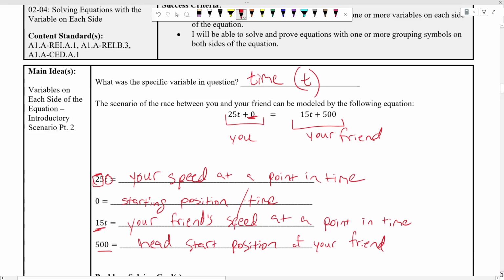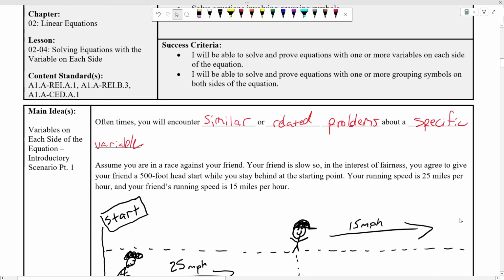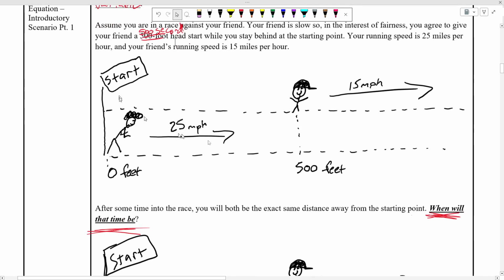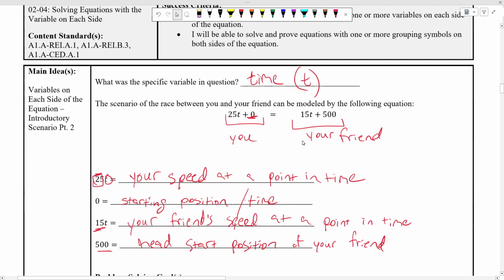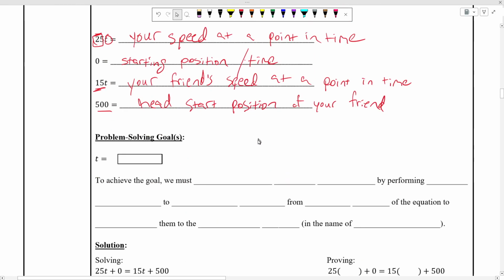Let's see. Does that make sense though in our scenario here? Let's go back here and look at it one more time. 500 foot head start. This actually should be not foot, but 500 second head start. Anyways, your friend is slow. This little picture here certainly seems to model the scenario in question here. Okay, perfect.